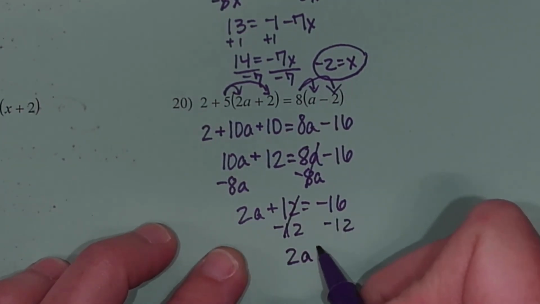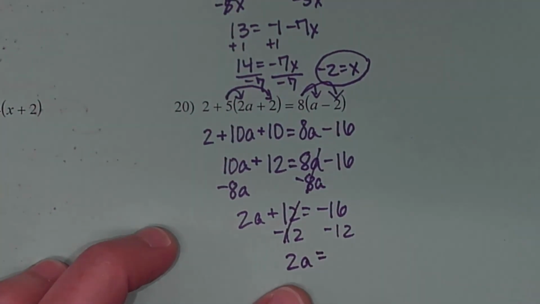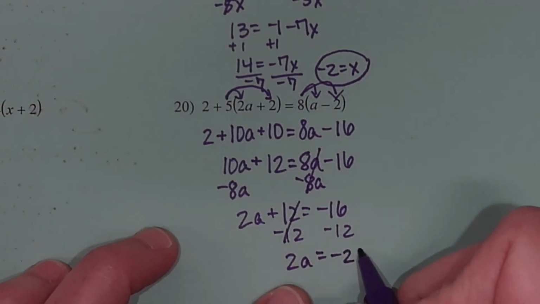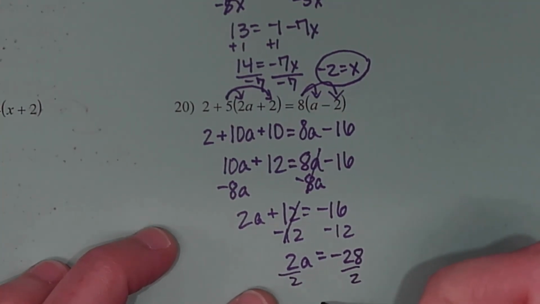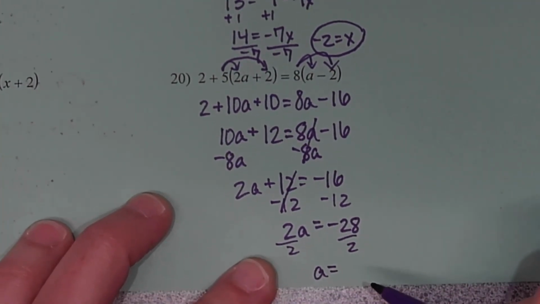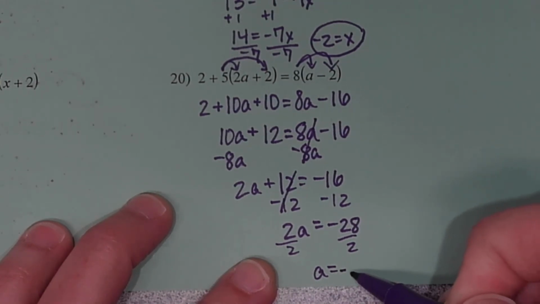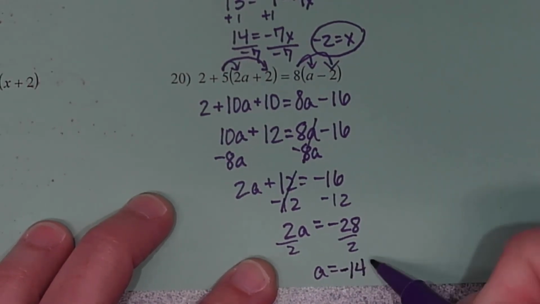2a is all that's left over here, equals, let's see, negative 16 minus 12. I'm going to use my calculator, and it's negative 28. And now you divide by 2 to get rid of the 2, and you're going to get a equals negative 14. Can you guys see that? Looks like you can. a equals negative 14.